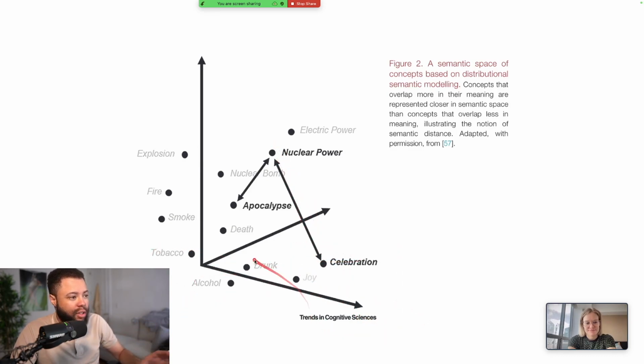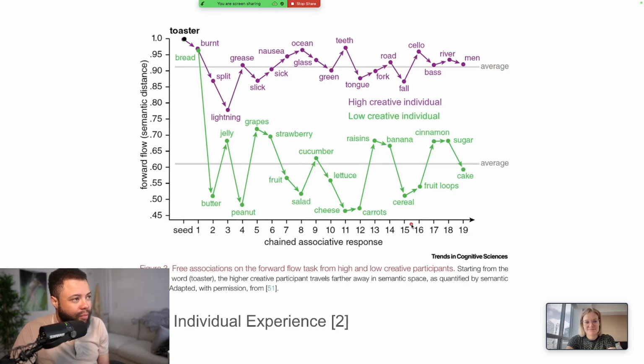So you can kind of start to see how you can almost flow through these concepts into another. You go from celebration to joy to alcohol to tobacco, and then you get to lung cancer, and you get to death, and you get to apocalypse and nuclear power, right? So you move through concepts and you jump from concept to concept. And what's really interesting is that this works in people too.